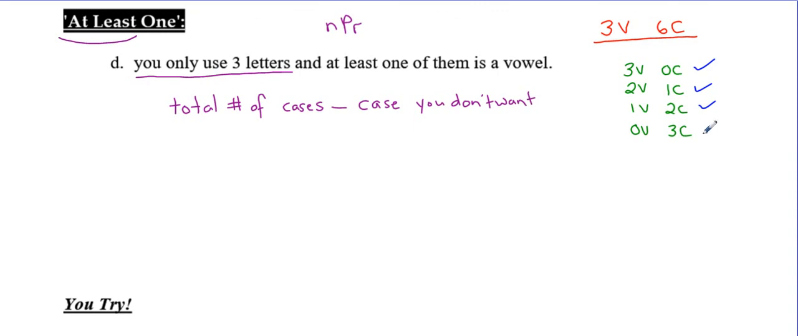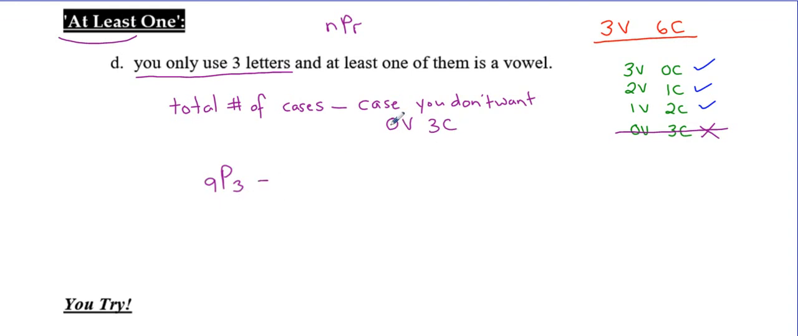So the only case we don't want is for there to be 0 vowels and 3 consonants. So if you take all the cases and remove the case of 0 vowels, that leaves you with the case of at least 1 vowel. The total number of cases is 9p3 because we have 9 letters and we are arranging 3 of them.